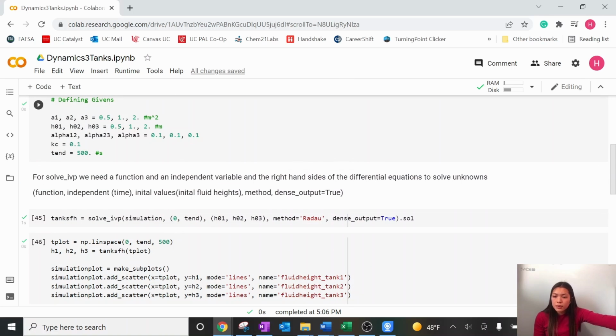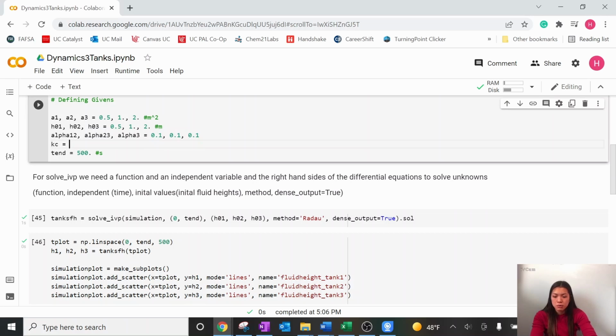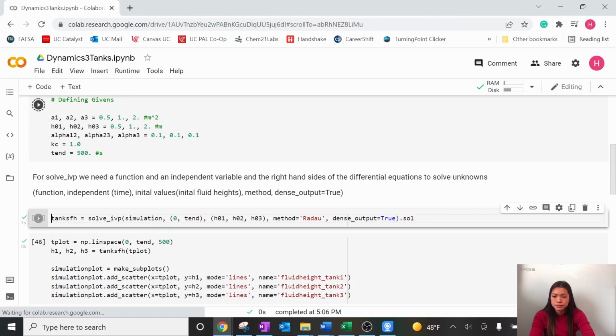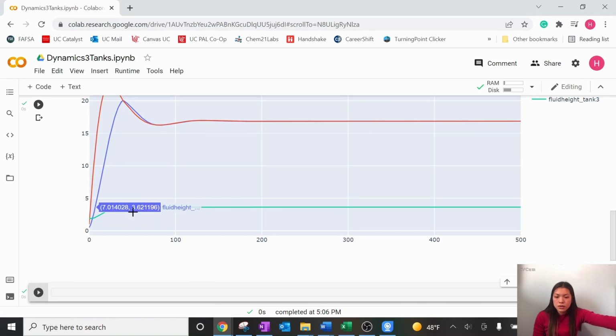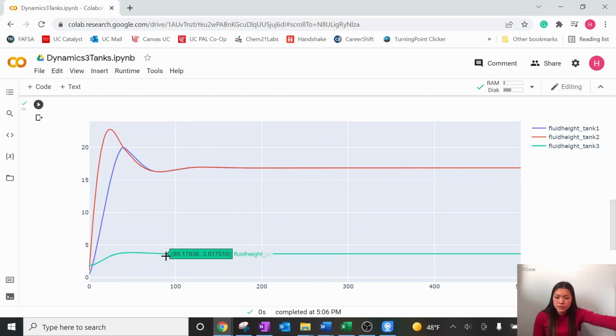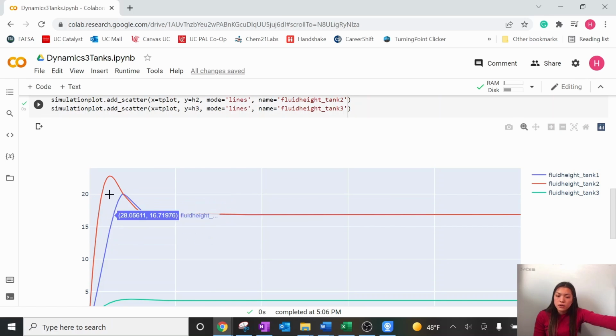So we can play around with it. We are given in the problem the proportionality constants, but if we were to change it, let's just say we change the proportionality constant to 1, it's going to have a completely different effect. So the fluid height now is at around 3.6, which is a little closer to 4, but it decreases and then increases sharply and then reaches its steady state. Same with these values, they increase and then reach their steady state.